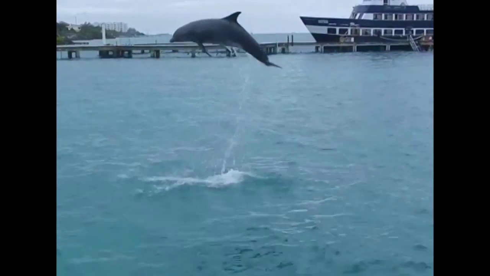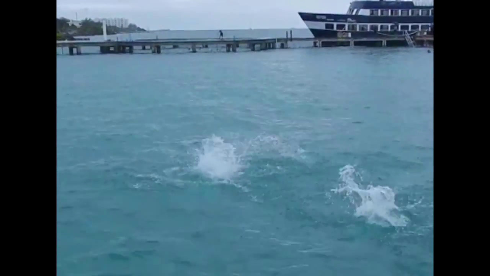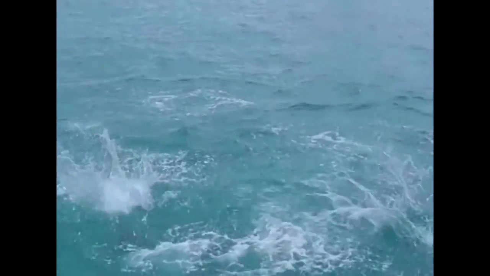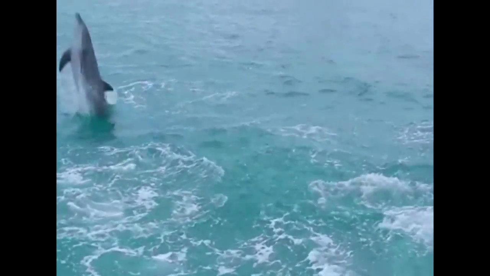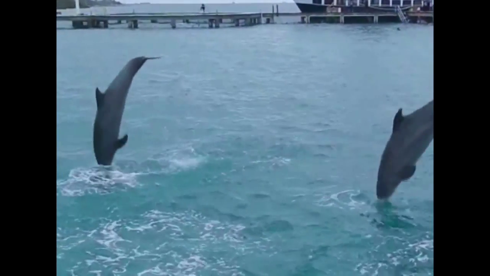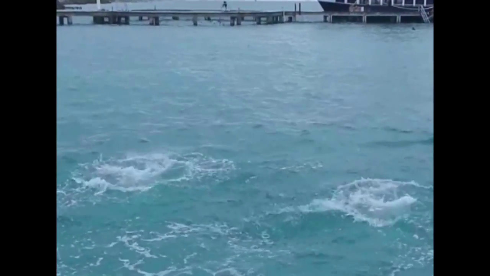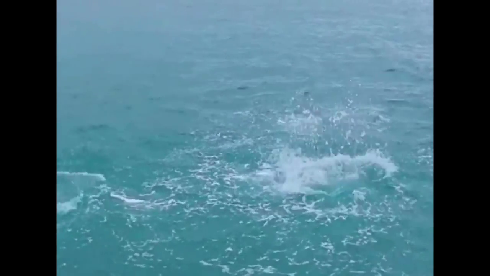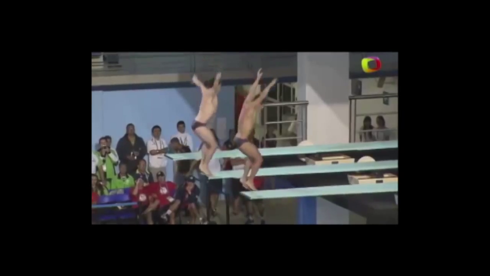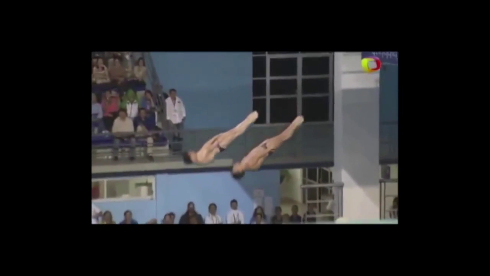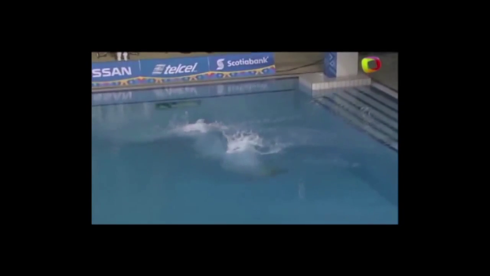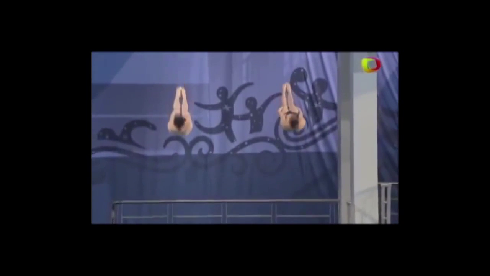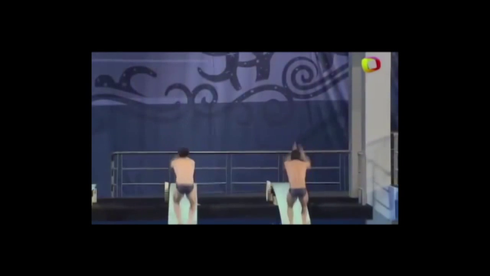A dolphin going out of the water, we are able to know how high it jumps. A pair of divers who have to do everything at the same time. It will be really useful to rate them using calculus, searching for the velocity and elevation of each one in certain moments.